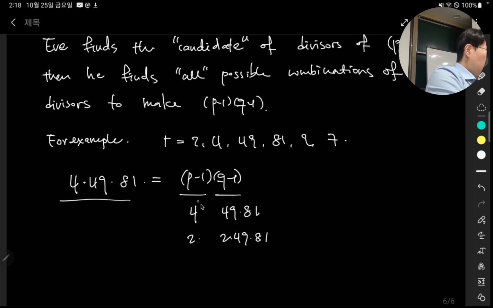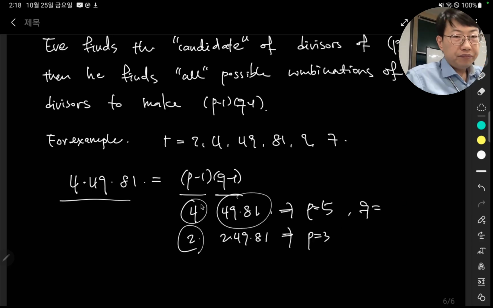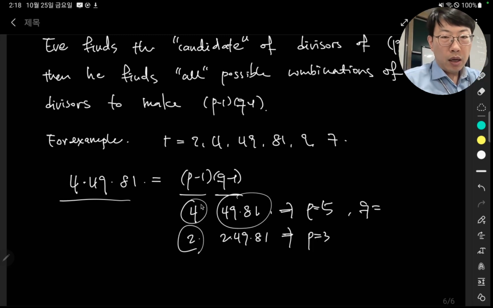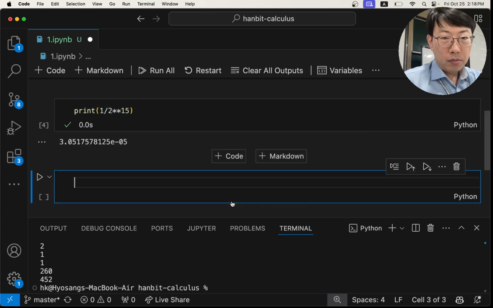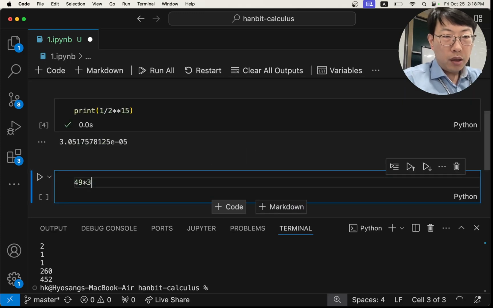So let's say in this case, he has to guess all possible combinations of the multiple. So for example, if I assume that 4 is p minus 1, that means that p is 5, and in this case p is 3. And now I have to guess what the q is for in this case. Let's say 49 times 81. Let me go back to the Python here. Compute 49 times 81.